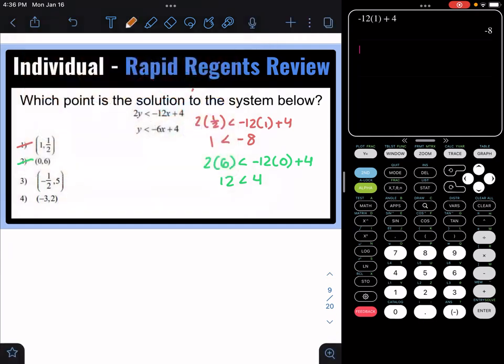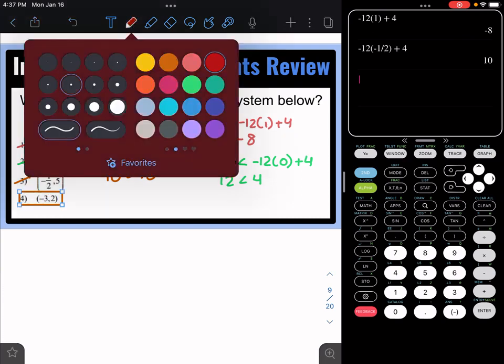Let's try number 3. 2 times our y, which is 5, is less than negative 12 times my x, which is negative 1/2, plus 4. 2 times 5 is 10. Is that less than negative 12 times negative 1/2, plus 4, which is 10? Is 10 less than 10? No, it is equal to. So the answer is going to have to be number 4, but let's just see why.